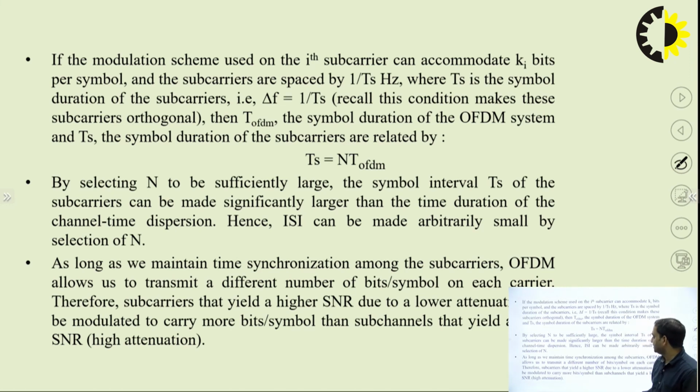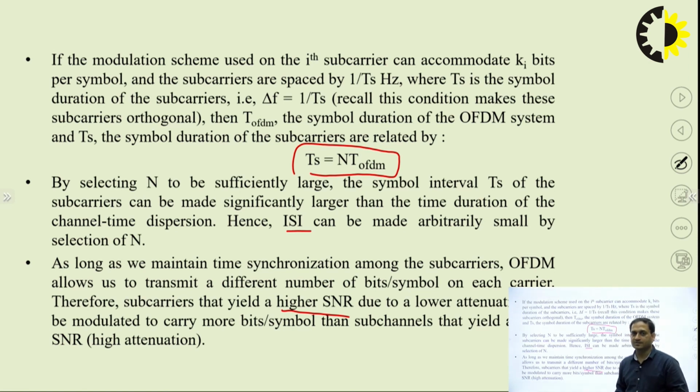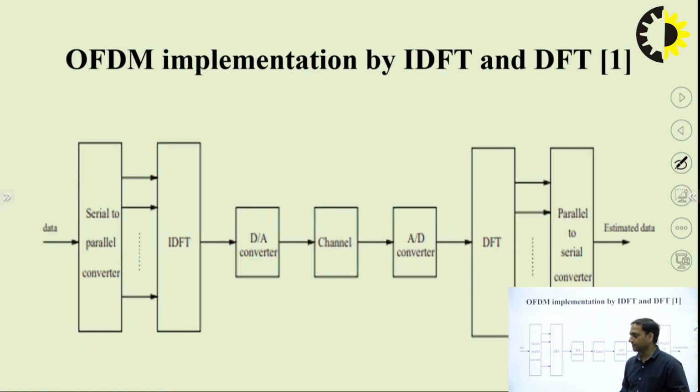So this simply represents that TS is nothing but the n subcarriers, and T OFDM is the time duration for the OFDM system, which is used to reduce the ISI. Inter-symbol interference can be reduced in the OFDM system, and the SNR can be high. But there are some more issues in the OFDM system. We'll come to it.